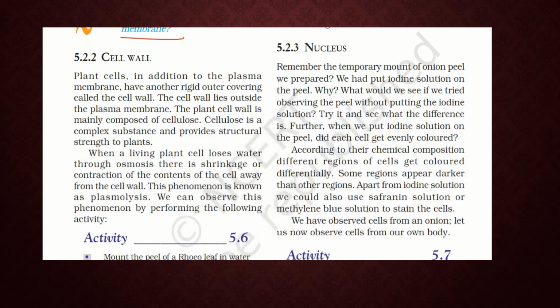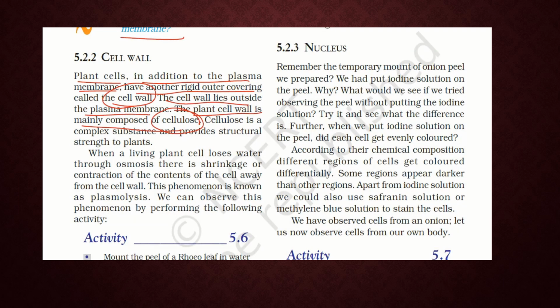Now we are moving to the cell wall. So cell wall, what is it? Plant cells, in addition to the plasma membrane, have another rigid wall called the cell wall. This cell wall is not present in animal cells, it is only present in plant cells, right? The cell wall lies outside the plasma membrane, and the plant cell wall is mainly composed of cellulose.